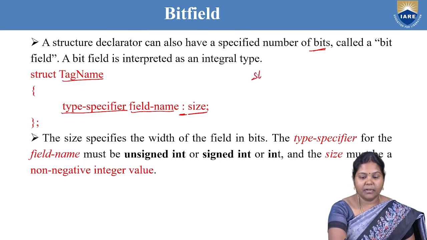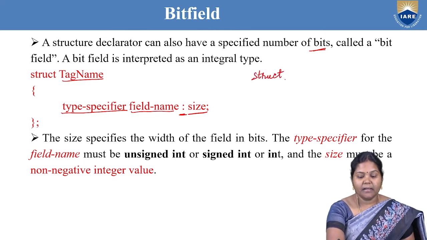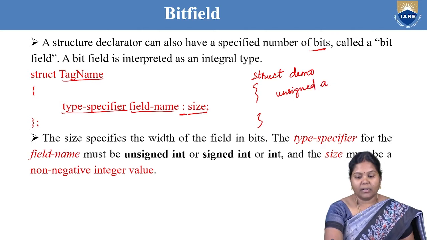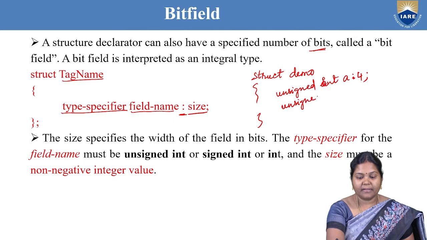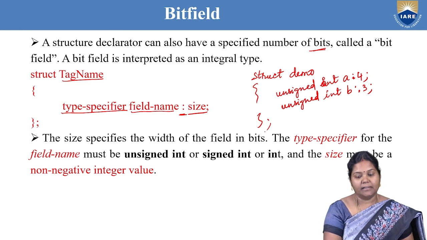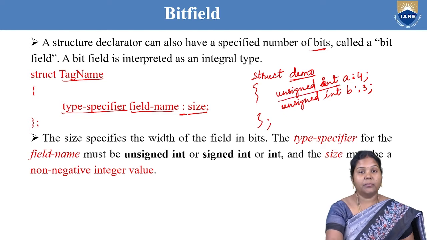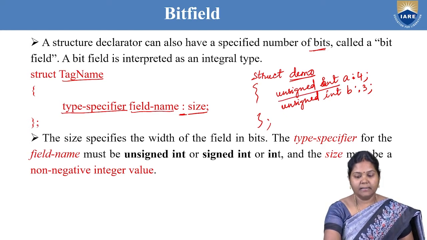For example, if you are writing struct demo, then here you can write unsigned int A is 4 bytes, suppose 4 bytes. Similarly, unsigned integer b is suppose 3 bytes. Like this we can declare. So here demo is nothing but the name of the structure, and this is the type specifier, what type of data, that is unsigned integer. A is the field name and colon number of bits.